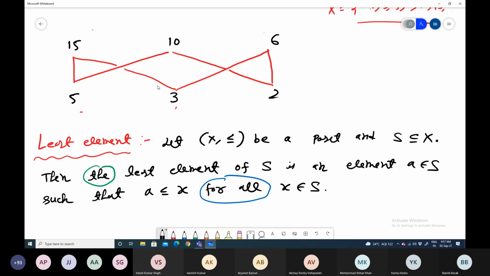Is that clear? Because you cannot say that 2 is a least element, because you cannot compare 15 with 2. That means 2 is not less than or equal to 15. So therefore you cannot say that 2 is a least element. Similarly, you cannot say that 3 is a least element, because 3 is not less than or equal to 10. Similarly, 5 is not a least element, because 5 is not less than or equal to 6. Is that clear? That least element?